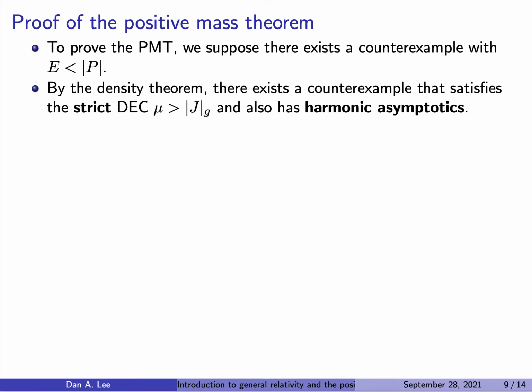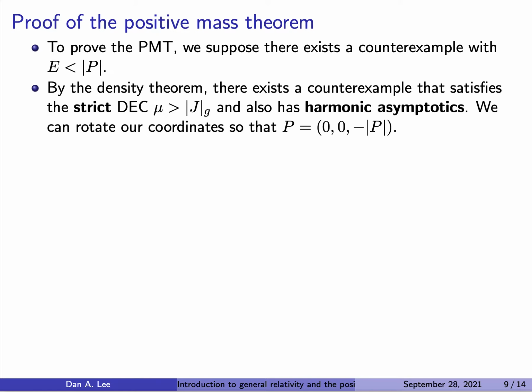Well, the first step is to apply the density theorem. Since E is strictly less than P, we can certainly find a counterexample that not only has E less than P, but also has the strict DEC and the harmonic asymptotics. So this is the way that we use the density theorem. Our counterexample has slightly better properties than a general counterexample. And we can also just rotate the coordinates so that the capital P all resides in the third component, the Z component: 0, 0, minus length of P.